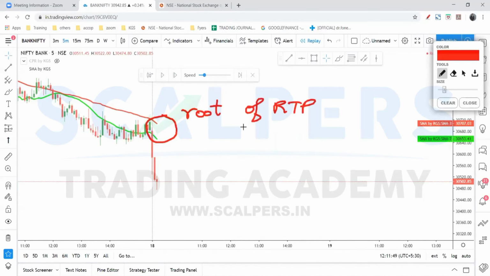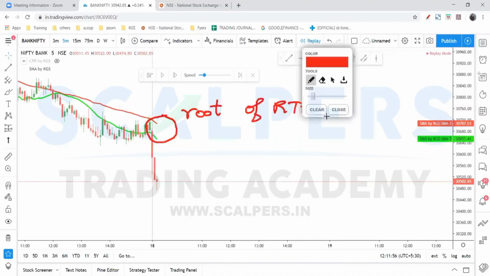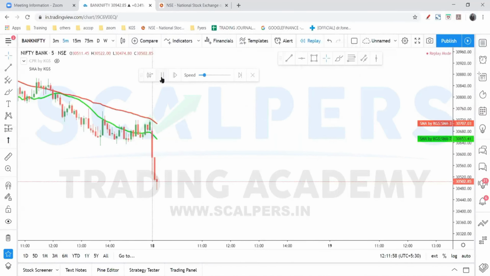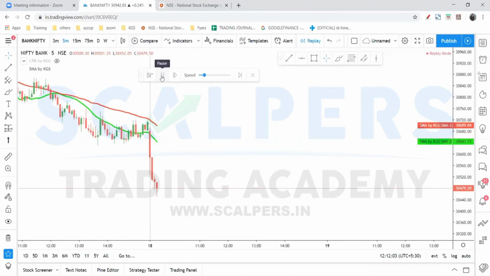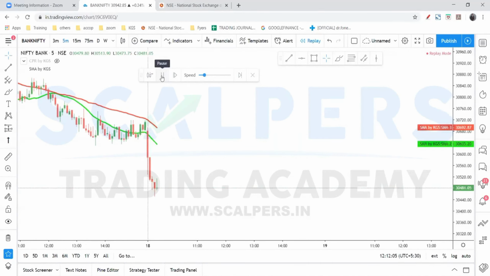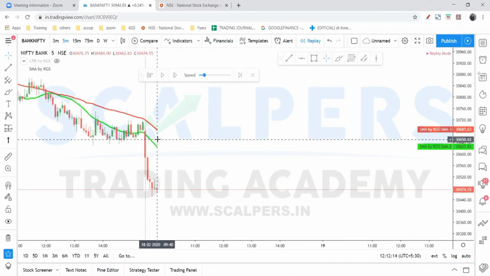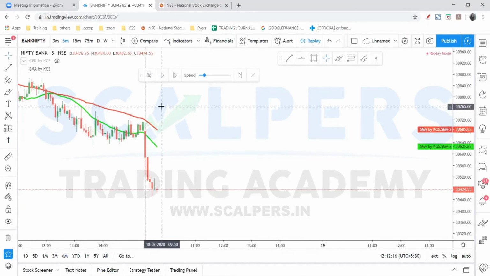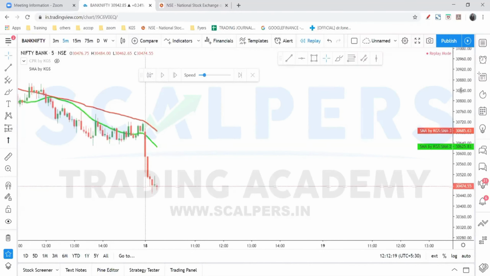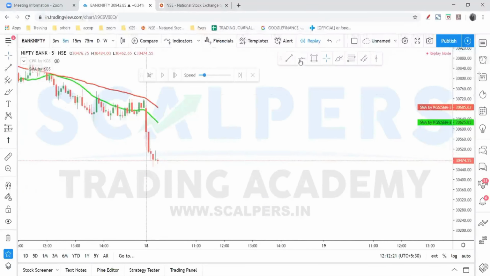The formation of RTP will look like this. Now see, slowly RTP is forming. Look at the time, 9:40. Slowly RTP is forming. Now what you have to do is mark the day low.